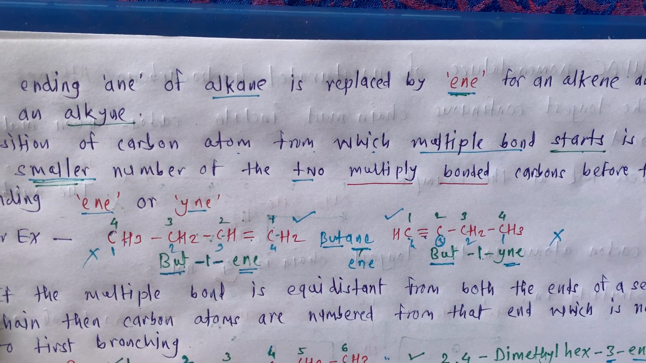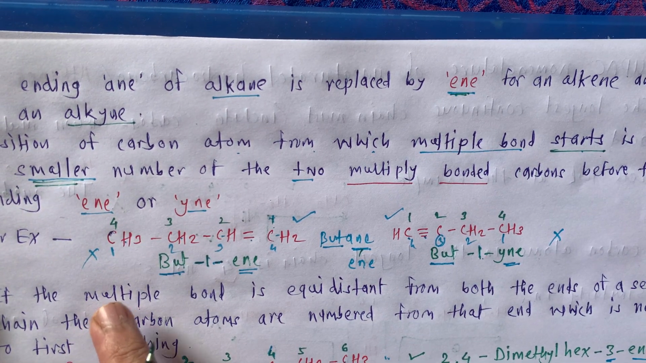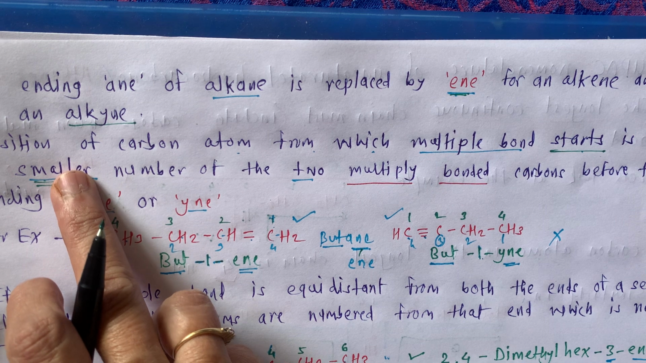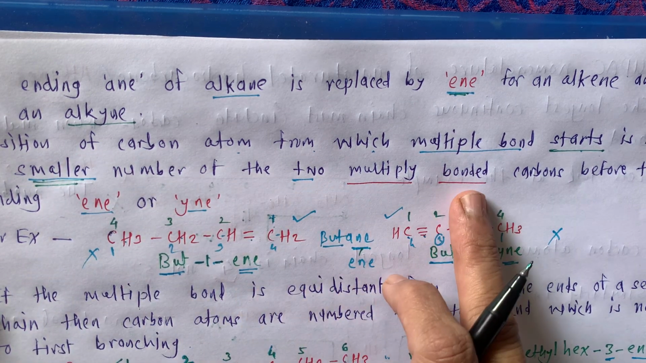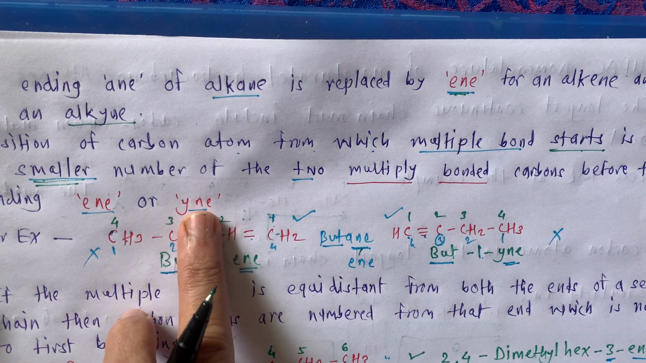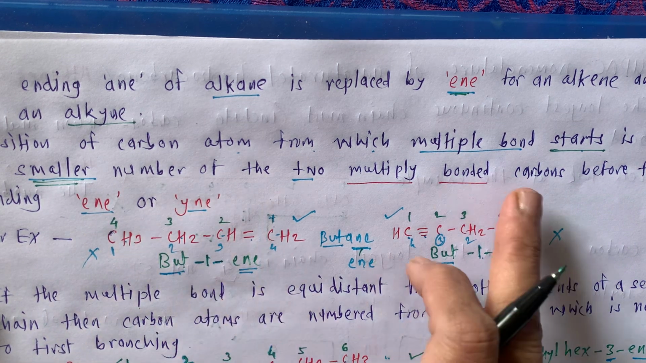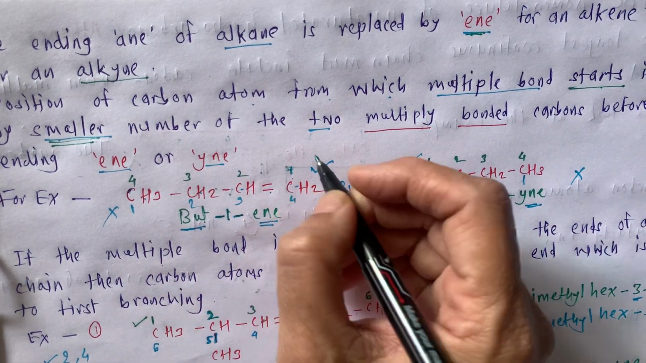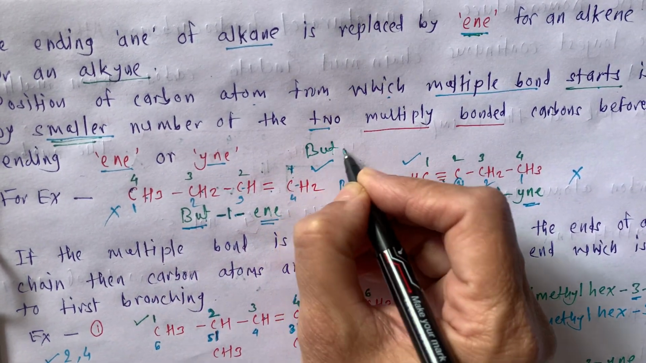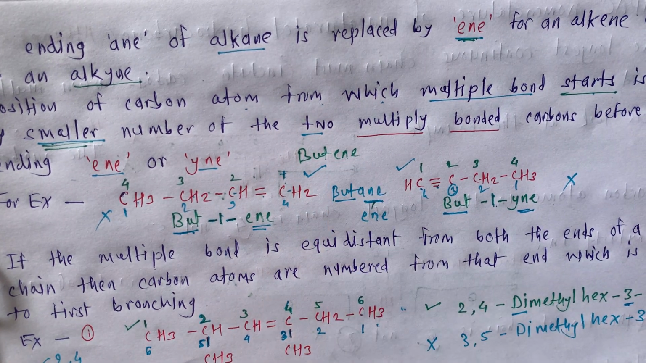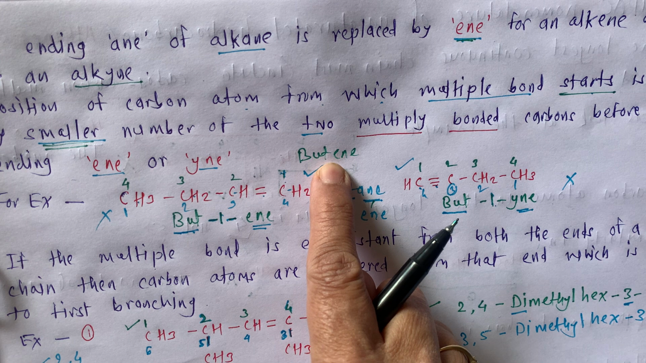Just as I explained before, for the multiple bond, the carbon we select first is the one with the lowest possible number. That is the smaller number of the two multiply bonded carbons before the ending ene and yne. Before the ending ene and yne means what? I told you last time that this compound is nothing but butene. But where is the double bond in butene?